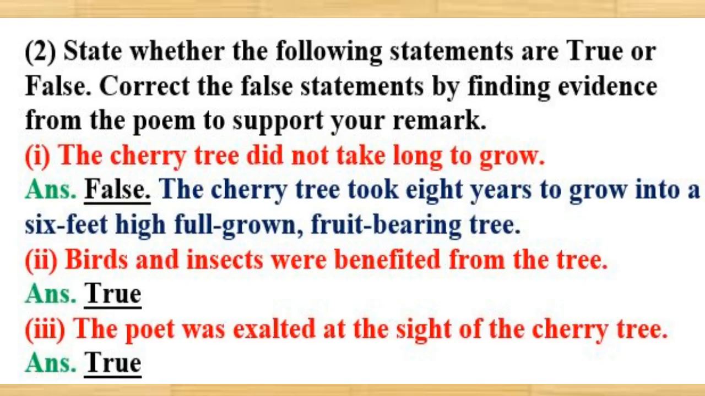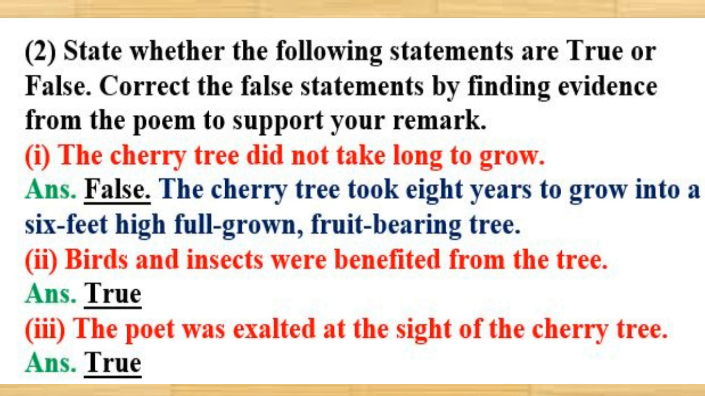Next activity, state whether the following statements are true or false. Correct the false statements by finding evidence from the poem to support your remark. Number 1 statement is, the cherry tree did not take long to grow. Answer false. And the correct sentence is, the cherry tree took 8 years to grow into a 6 feet high full grown fruit bearing tree. Next statement, birds and insects were benefited from the tree.